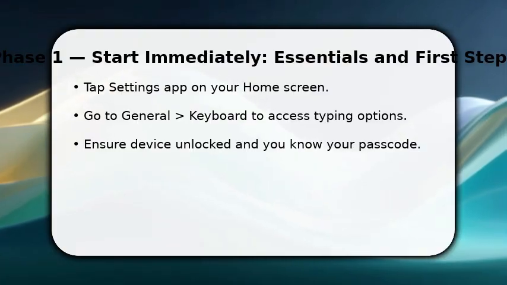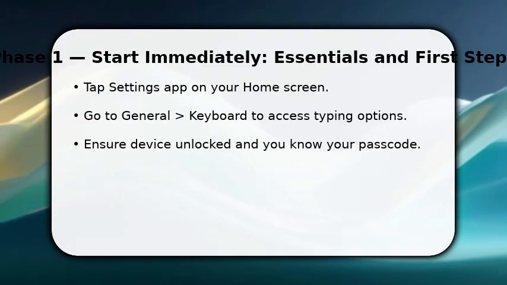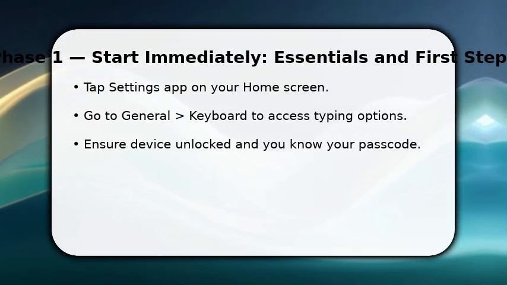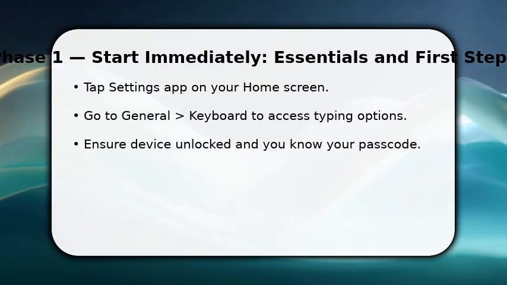You start in Settings because that's where keyboard behavior's live. Tap General, then Keyboard, and you'll see Predictive and other toggles. Make sure your phone is unlocked while you change options.